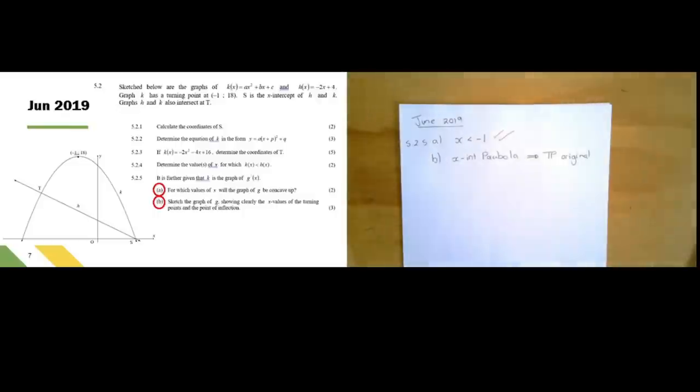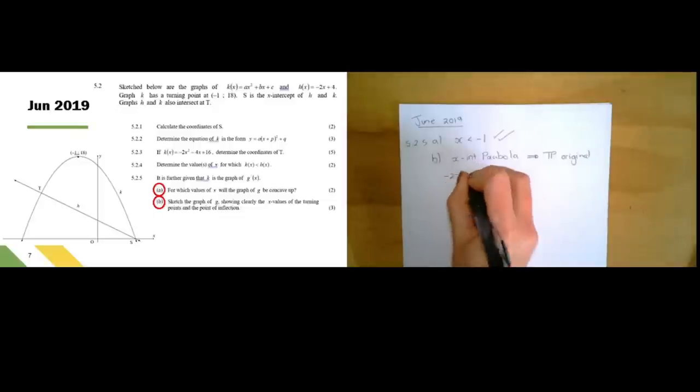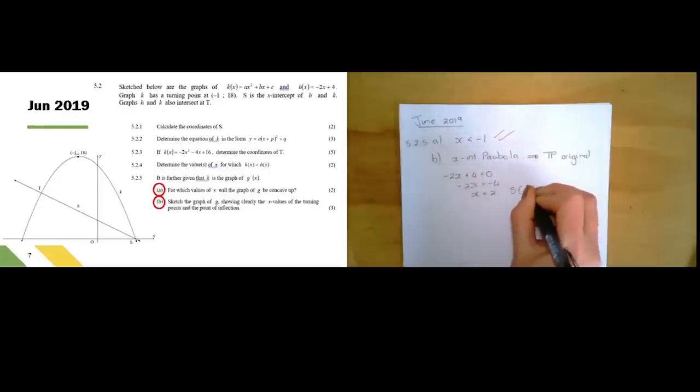So do I know the x-intercepts of my parabola? Let's go and look. If I look at the parabola, I've got the coordinate s, which is the one x-intercept. The other one is not named. So how can I calculate the coordinate s? It's the x-intercept. I don't have the equation. But I do know it's the x-intercept of the straight line as well. So I can go calculate the x-intercept of the straight line. It's where negative 2x plus 4 is equal to 0. So negative 2x is negative 4, so x is 2. So s is the coordinate (2; 0).